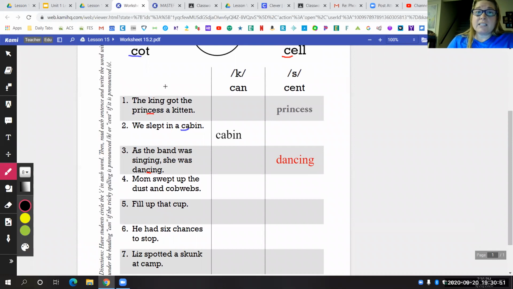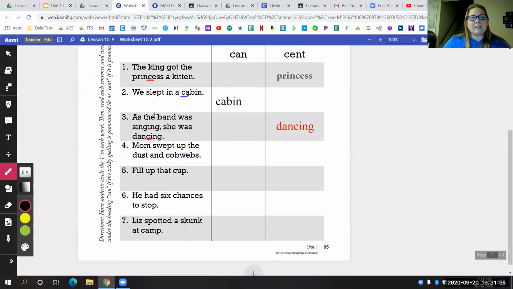If it's got the k sound, we underline it in blue, like in this word right here, cabin, okay? But we underline this one in red because it sounded like an s. And here's that sentence. The king got the princess a kitten. Well, we knew it was princess because we stretched it out already, and we knew that princess with a k sound was not a real word. So they wrote the word princess under the s sound. We slept in a cabin. Well, I know what a cabin is. I've heard that word before, but I know a sabin is not a word. So it had to have been in this column where it sounds like a k. Here's the next one. As the band was singing, she was, let's stretch that one out.